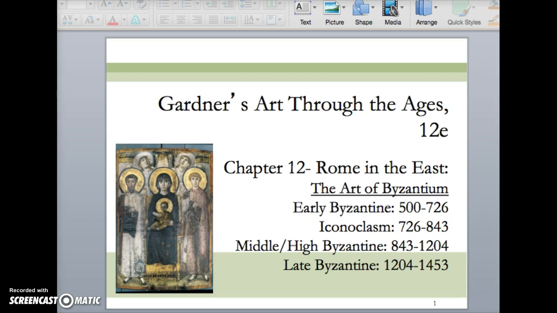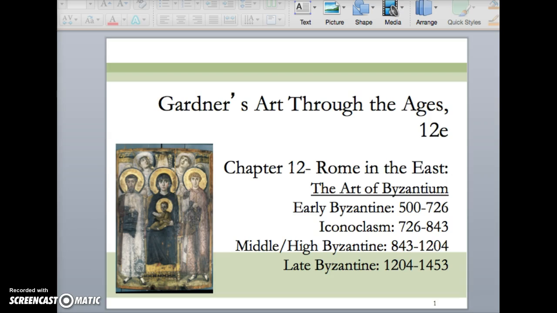So I'm going to go quickly through Chapter 12 and spend a little bit more time in Chapter 13 since we didn't get to the end of that PowerPoint. Here I have listed for you the different periods and dates for the Byzantine Empire. Remember that it is one of the longest artistic periods, spanning over 1,000 years. So it's a long period of time.